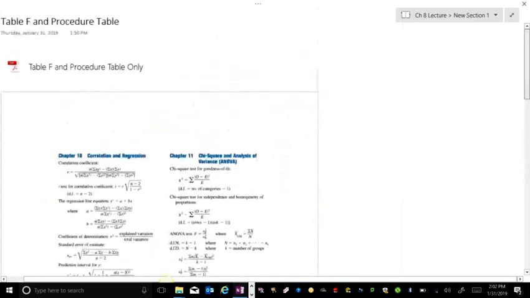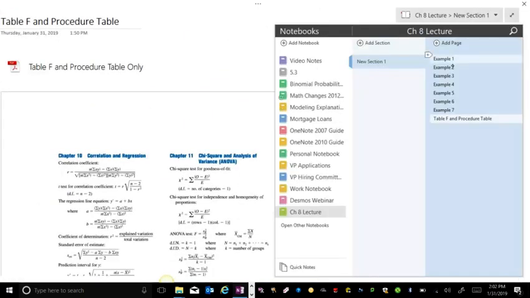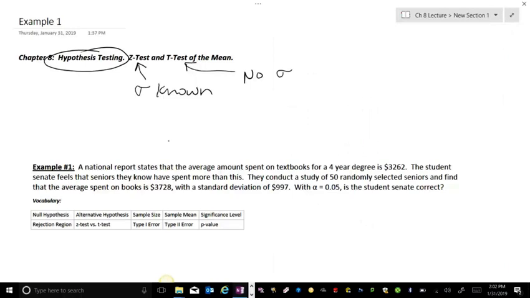Okay, lots of information. Let me go back to example 1. A lot of information here. I am going to talk about the null and alternative hypothesis, sample size, and all of this other stuff. But let's go ahead and just start with example 1. A national report states that the average amount of money spent on textbooks is $3,262. A student senate feels that their seniors have spent more than this. So they've got a survey of 50 students, and they find that the average spent was more like $3,728 with a standard deviation of 997.